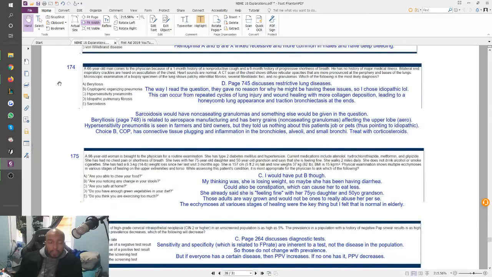Last two. 174, 66-year-old man comes to the physician because of a 1-month history of non-productive cough and a 6-month history of progressive shortness of breath. He has no history of major medical illness. Bilateral inspiratory crackles are heard. Heart sounds are normal. CT scan shows diffuse reticular opacities that are more pronounced at the periphery and bases of the lungs. Microscopic exam of a biopsy specimen shows patchy interstitial fibrosis and fibroblastic foci, but no granulomas. Which of the following is the most likely diagnosis?